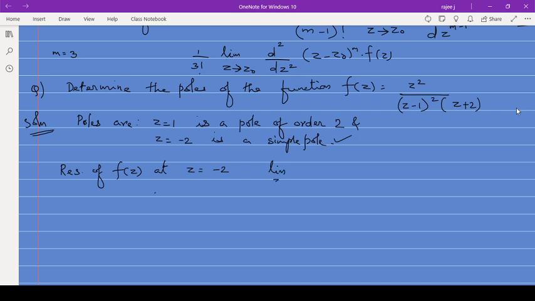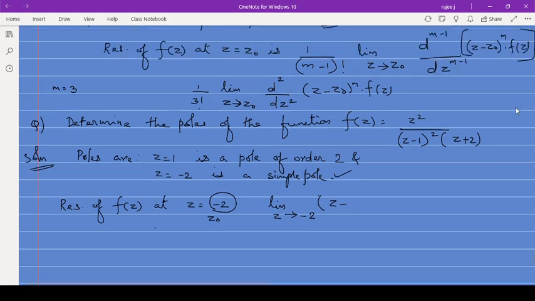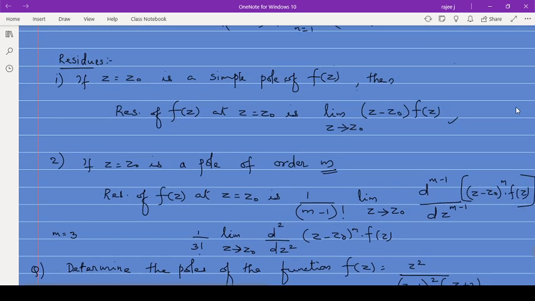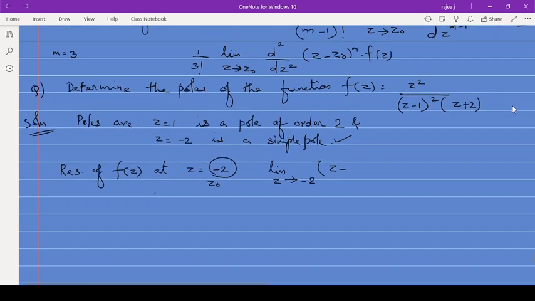So here z0 is what? This is your z0. Z equal to z0 means that point at which the function is not analytic, or you can say the simple pole. So limit z tends to minus 2, then z minus z0. See the formula, z minus z0 into f of z. Okay, z minus z0 means z minus 2. This is the same way you used to do limits in 11th or 12th. So I'll write the formula here.